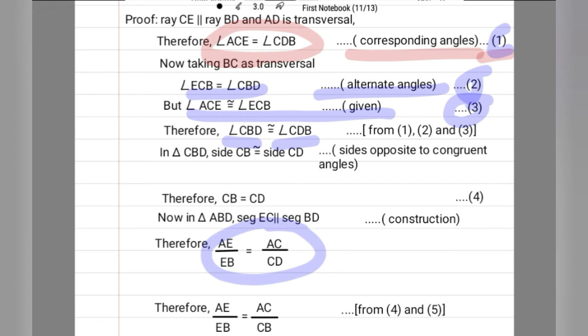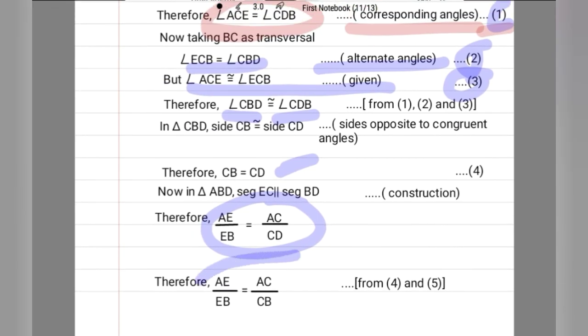Now since CD is equal to CB, we get the final equation as AE upon EB is equal to AC upon CB, and this is what we needed to prove. So we got the angle bisector theorem. I hope you have understood it. So please understand it properly and try to derive it on yourselves. It will be really helpful for you.